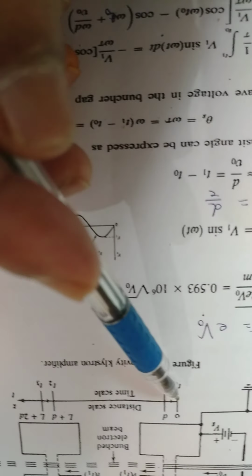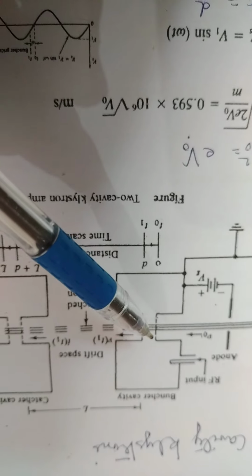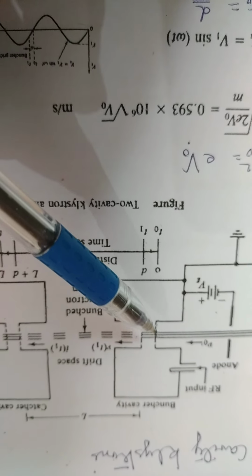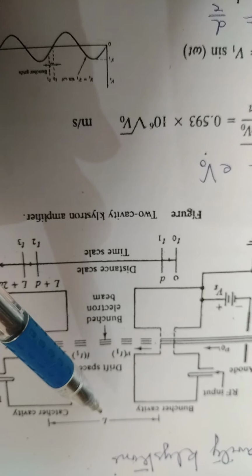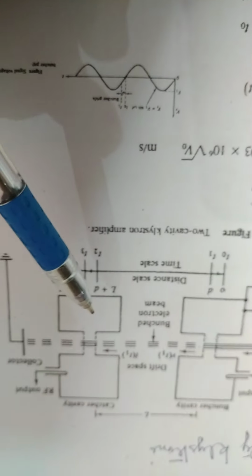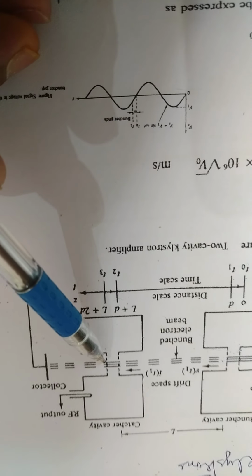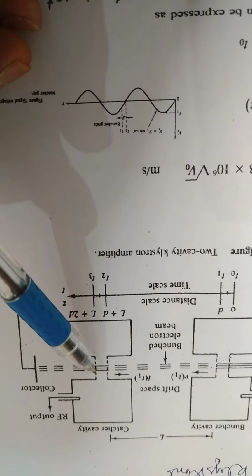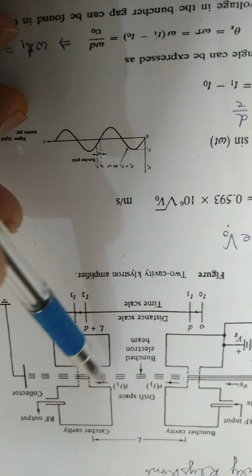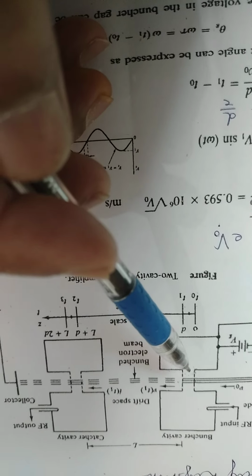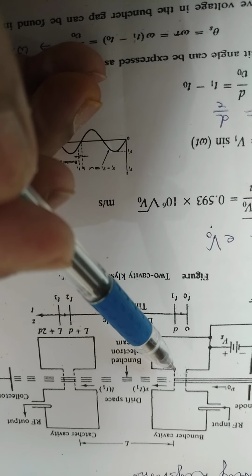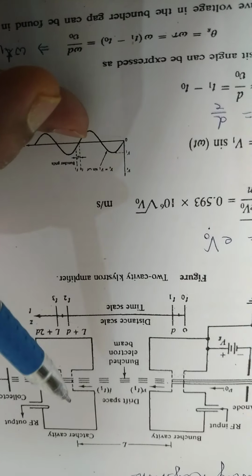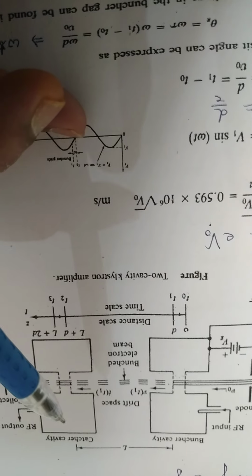Here we have drawn the scale of distance and the time scale for the electrons' movement. The distance between the gap is D, and from this place to this place, the L distance, is the drift space length. The catcher cavity gap distance is also D, so the distance is the same, and the catcher cavity and buncher cavity are both assumed to be of the same structure. So the characteristics and properties will remain the same for the buncher cavity and the catcher cavity.